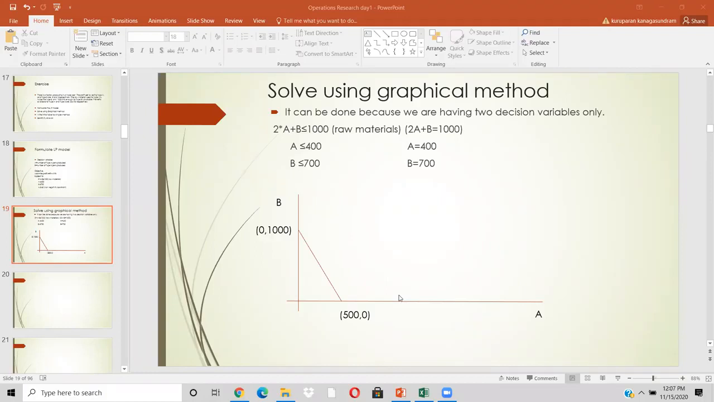Yes, the left hand side will satisfy. If you put 501, this will be 1002, and 1002 is not less than 1000. So the left hand side is satisfied, and this triangle will be the feasible region. Additionally, we have to draw the line for a equal to 400. How to draw that? Will it be a vertical line or a horizontal line?